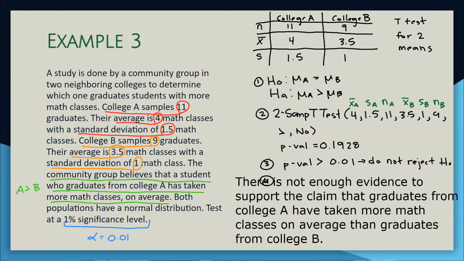These samples are not different enough that I feel confident stating that it is likely that the populations they were pulled from are different. So our summary says there is not enough evidence to support the claim that graduates from College A have taken more math classes on average than graduates from College B.